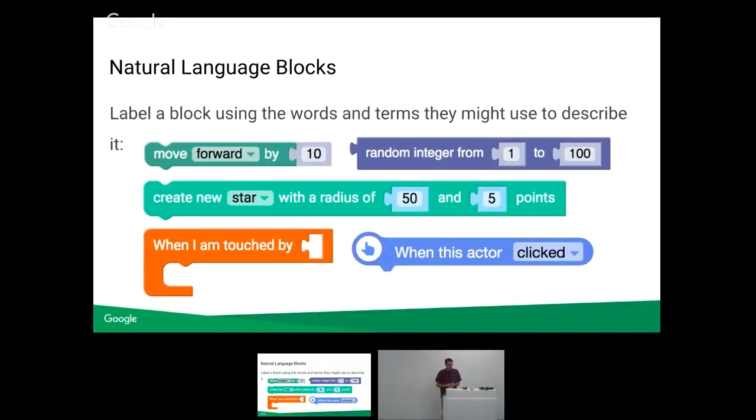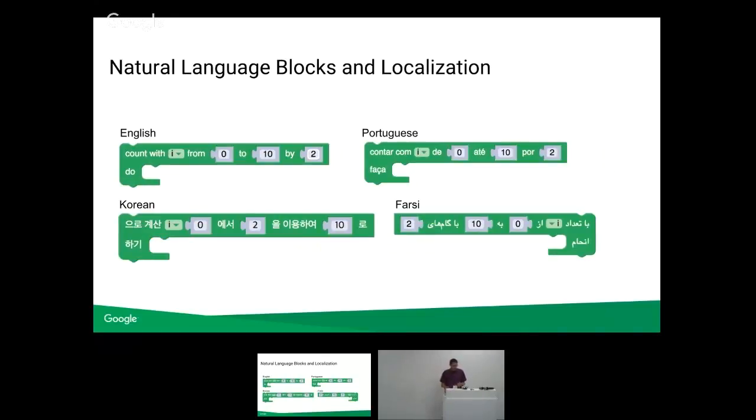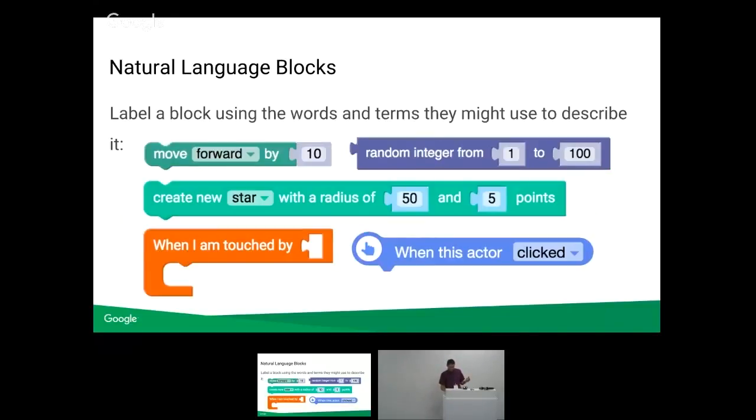Natural language blocks help eliminate some of the ambiguity by leaning on the words that they're already using in their day-to-day environment, if you can assume that the user is able to read sufficiently. So here we have some really basic examples like move forward by 10, like a random integer. In doing this, you have to be careful about what, let's see, I'm getting ahead of myself.